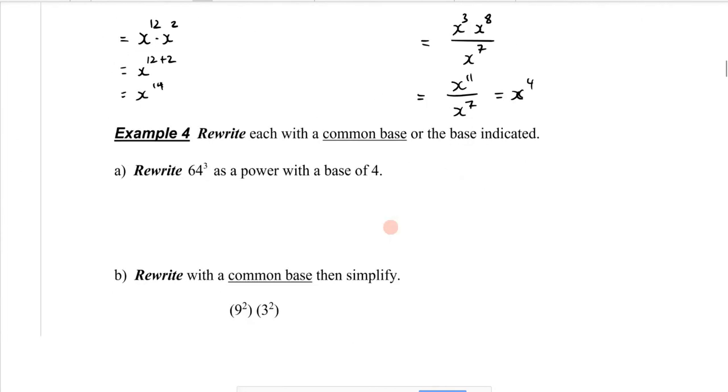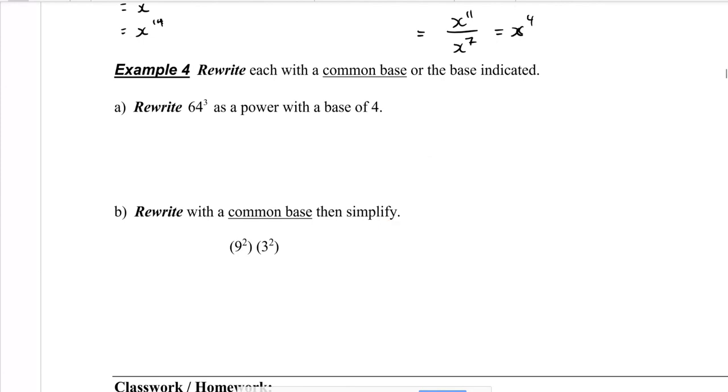Okay. Example 4, rewrite each with a common base or the base indicated. So rewrite 64 cubed as a power with a base of 4. Okay. So the question is, well, 4, how many times do I multiply 4 to get 64, right? So 4 times 4 is 16. If I multiply 4 again, I would get 64. So 4, three times. So 4 cubed would give me 64, right?